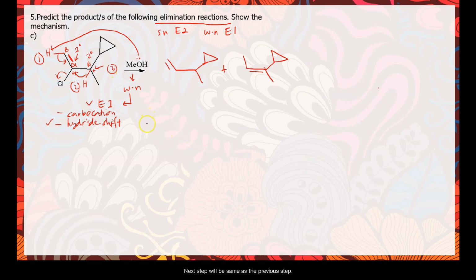The next step will be the same as the previous step. After the new carbocation forms, identify the beta hydrogen. Then, make the double bond between the alpha and beta carbon as the beta hydrogen is eliminated. Then you will get the product for this reaction.